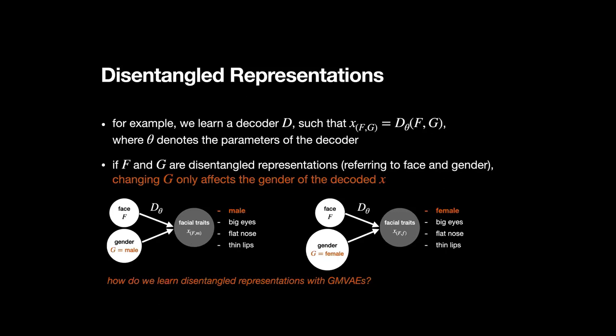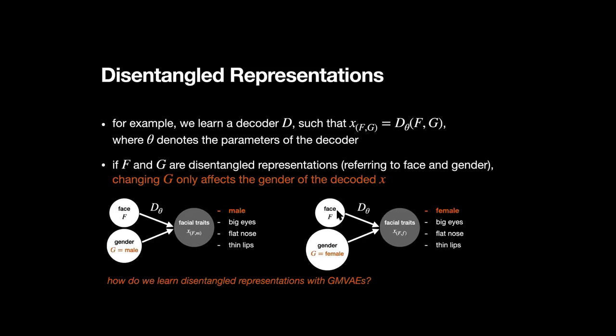Meaning that, for example, we have the face variable as F and the gender variable as male. In this case, we decode a sample that has the facial traits of big eyes, flat nose, thin lips, and is a boy, a male. But if we change the gender to female without changing the variable of the face, then the rendered data can have the same facial attributes but a different gender. So in this case, we say that we have a disentangled representation for face and gender.